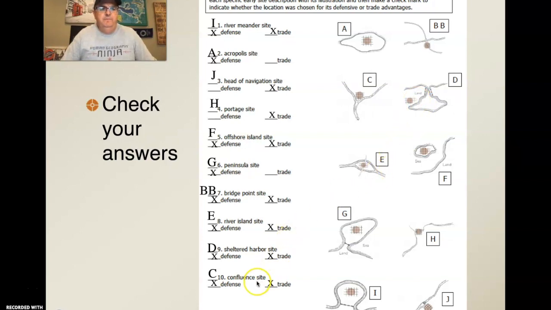And then finally, confluence site. This would be when two rivers come together, like in this situation right here. In the United States, there's a variety of these, but the classic one would be like Pittsburgh, Pennsylvania, where there's actually three rivers that come together here, in close proximity. This point is both important for trade, but where the city is also important for defense, because then you can control the river going in either direction.